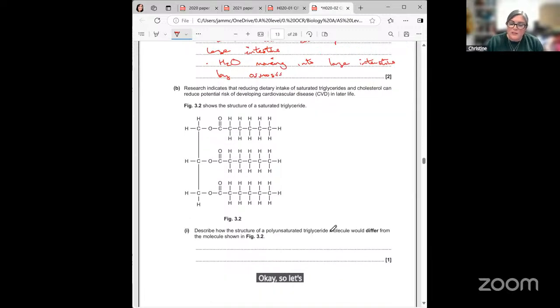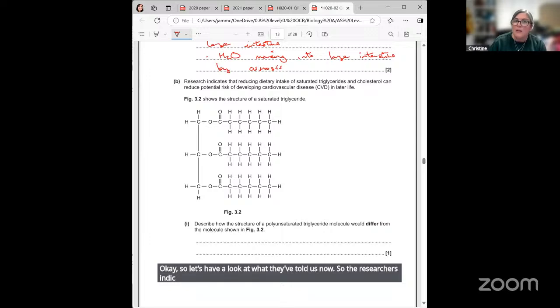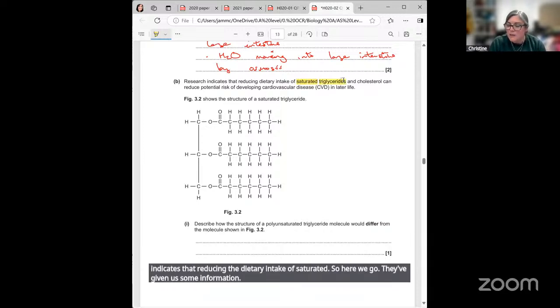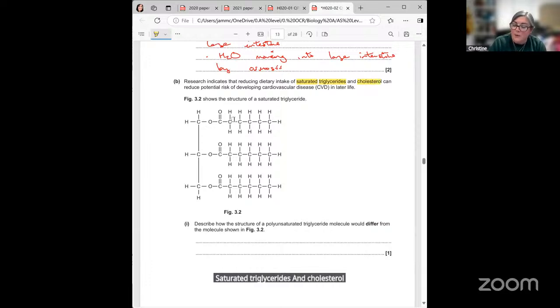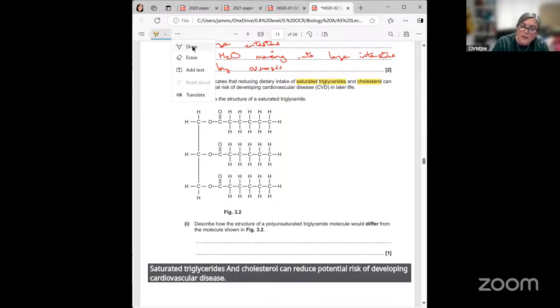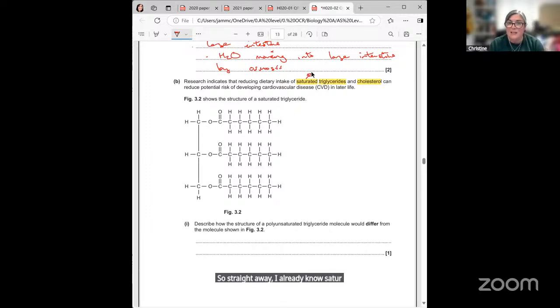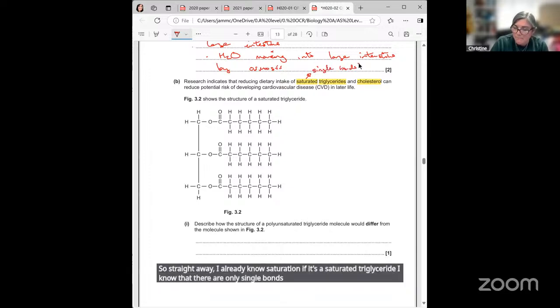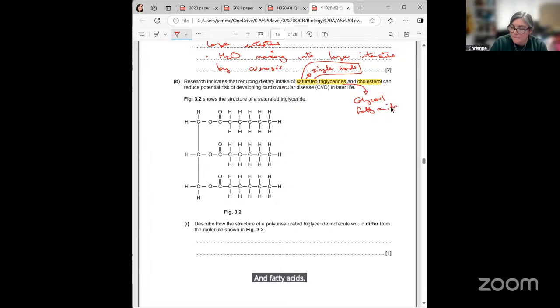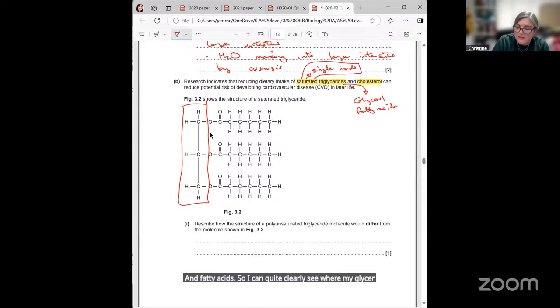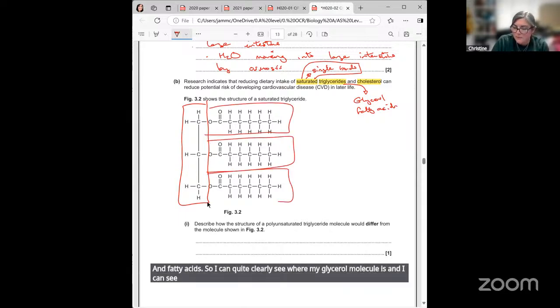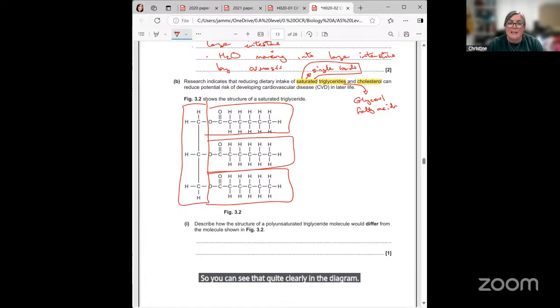Okay, so let's have a look at what they've told us now. The researchers indicate that reducing the dietary intake of saturated triglycerides and cholesterol can reduce the potential risk of developing cardiovascular disease. So straight away, if it's a saturated triglyceride, I know that there are only single bonds. And the fact that it's a triglyceride means it's got a glycerol and fatty acids. So I can quite clearly see where my glycerol molecule is, and where my fatty acids are. You can see that quite clearly in the diagram, so I would always annotate.